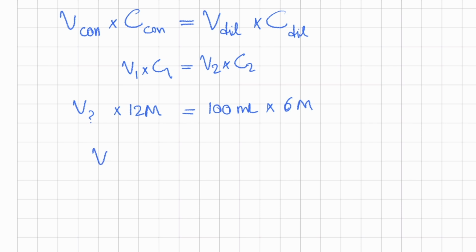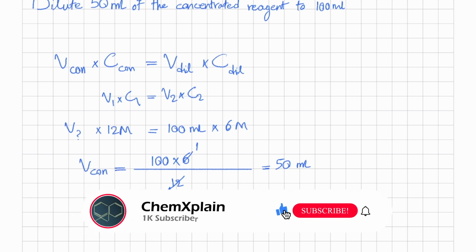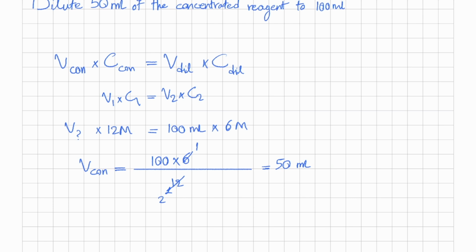So to calculate the volume of the concentrated solution, we can say 100 times 6 divided by 12. We can say this is 2, this is 1, and 100 divided by 2 is 50, or 50 milliliters. So the amount of the concentrated solution which we need to prepare the diluted solution is 50 milliliters. This whole method is called dilution.